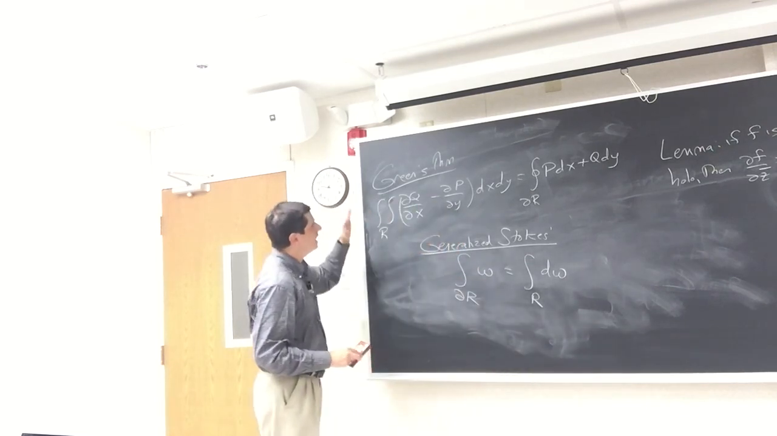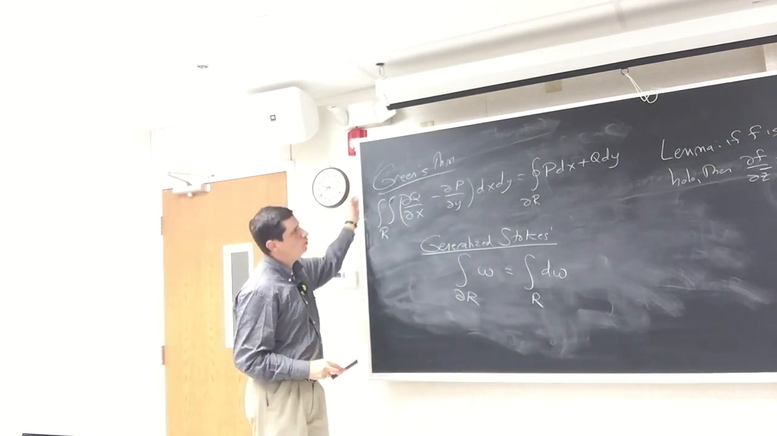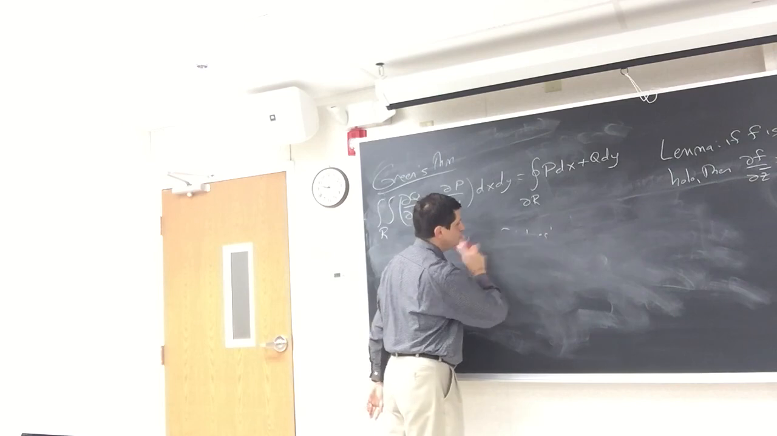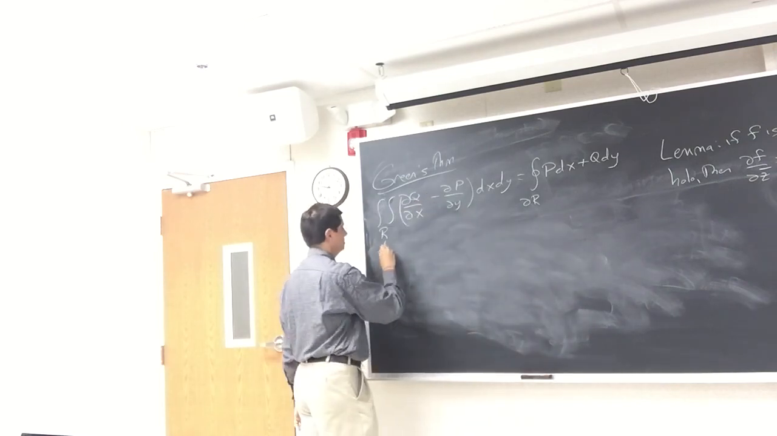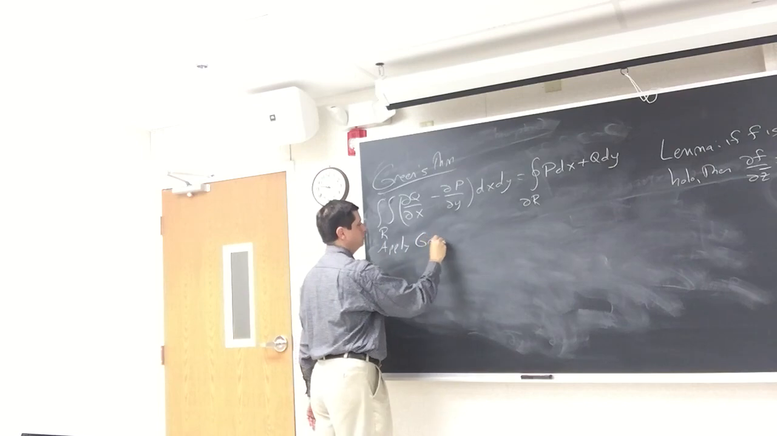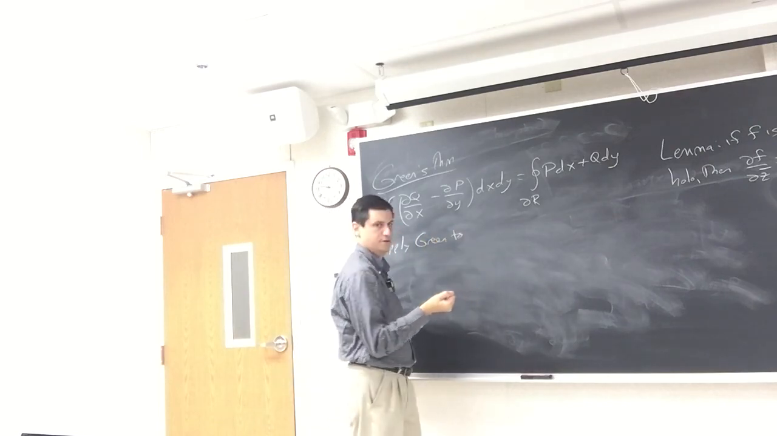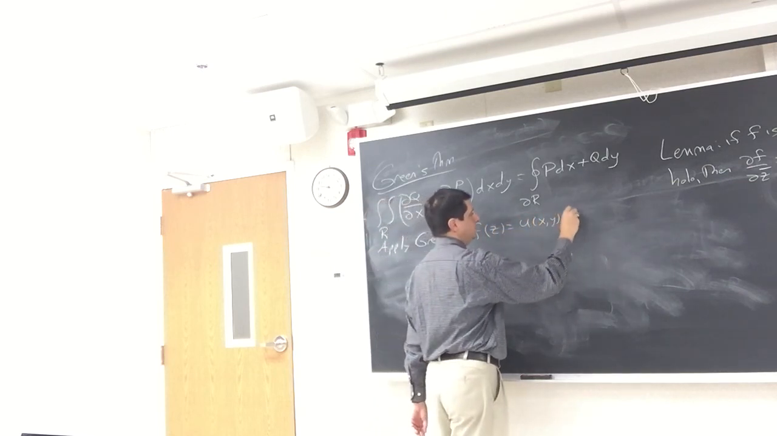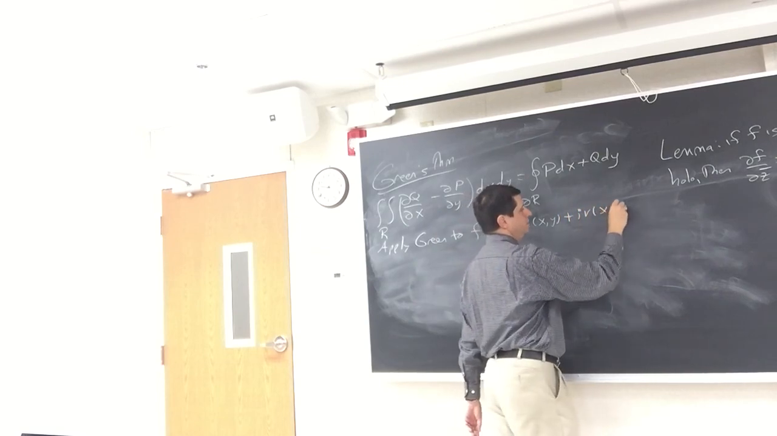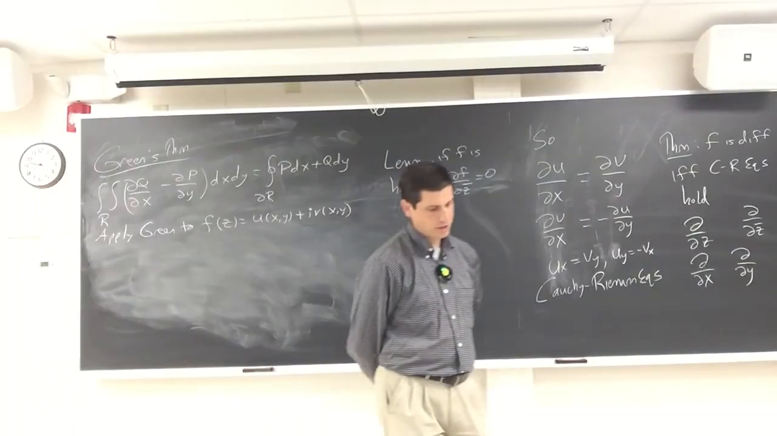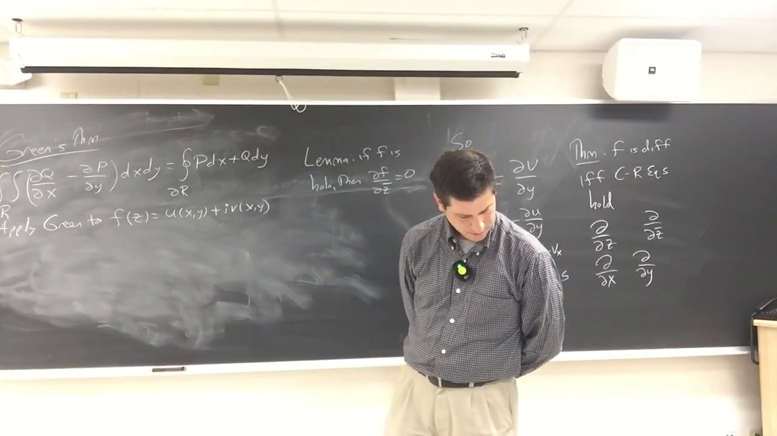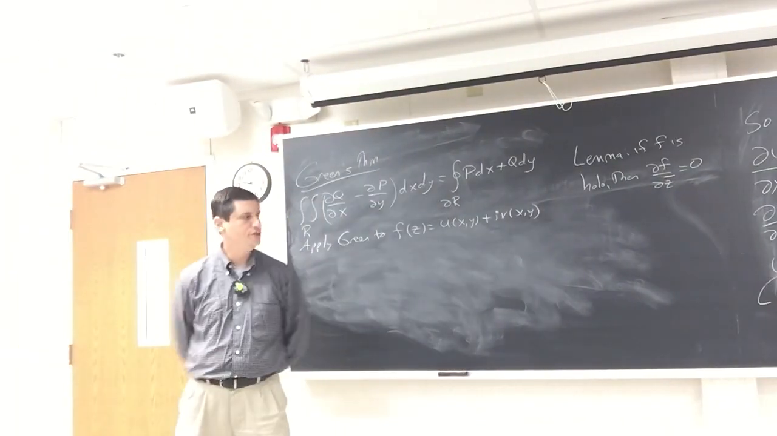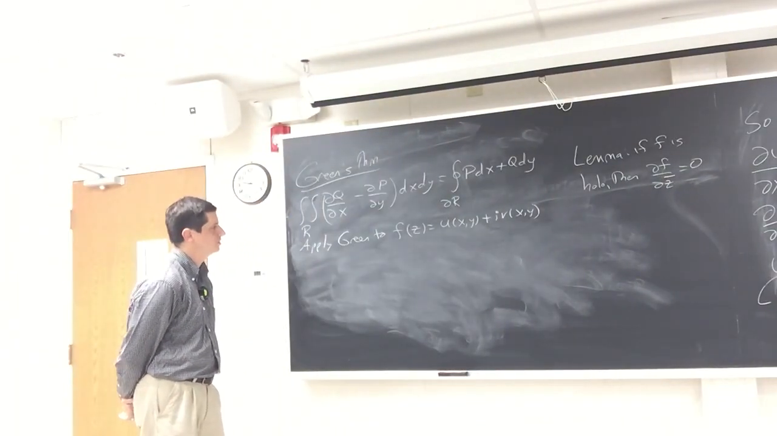Okay, we want to apply Green's theorem. And we have stuff about these nice integrals. So we can apply Green to our function. So we have f of z is u of x, y plus i v of x, y. Okay? There's a couple of ways you can do the calculation. I want to do the same way that I've posted in the notes.